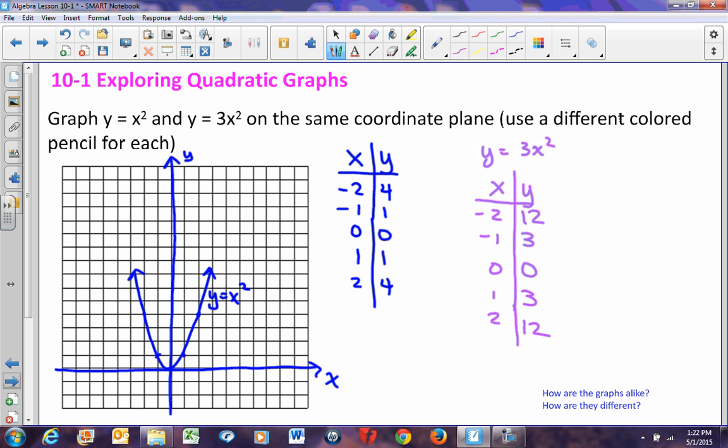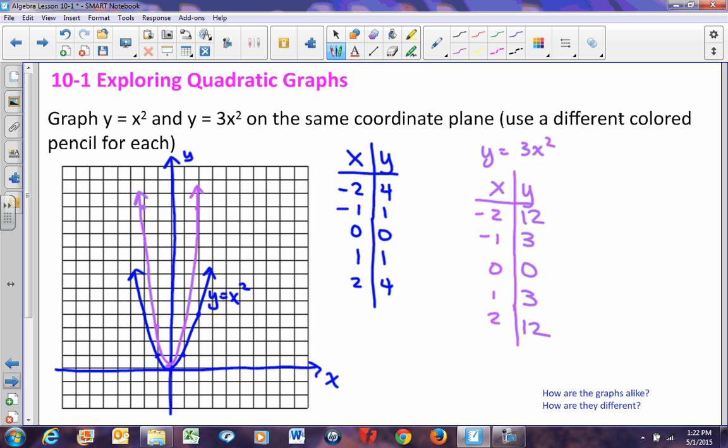So I have these points on the graph. -2, 12. 1, 2, 3, 4, 5, 6, 7, 8, 9, 10, 11, 12. -1, 3, 0, 0, 1, 3, and 2, 12. So here is my second parabola.